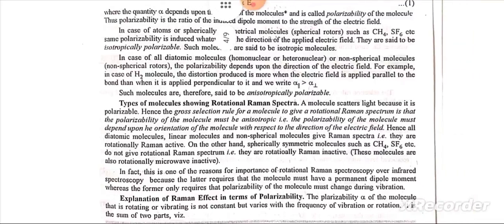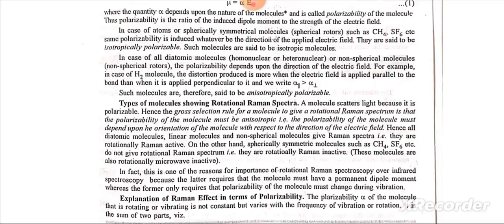In case of diatomic molecules, homonuclear or heteronuclear, or non-spherical molecules, the polarizability depends upon the direction of the electric field. For example, in case of the H2 molecule, the distortion produced is more when the electric field is applied parallel to the bond than when it is applied perpendicular to it. And we write alpha parallel is greater than alpha perpendicular. Such molecules are therefore said to be anisotropically polarizable.